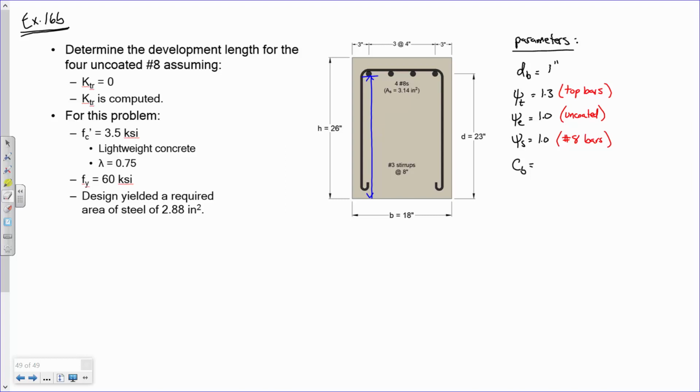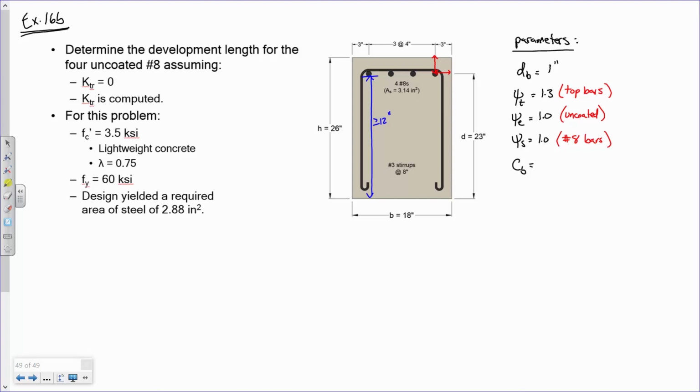Okay, now let's look at C sub B. Now remember, when we do C sub B, we're actually looking at the bars up top. So there's 3 distances we need to look at. Now the C sub B is to the center of the bar. Okay? So we've got this distance, which is what? 3 inches. Now how did you get that was 3 inches? It's 26 inches tall with an effective depth of 23. So that's 3 inches. What's that distance? 3 inches.